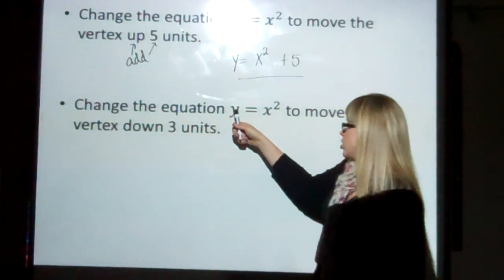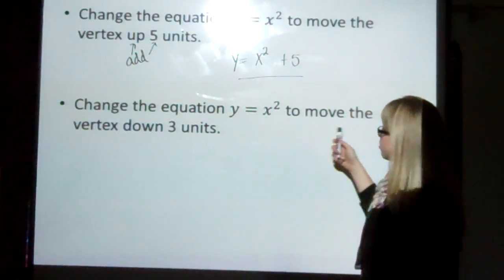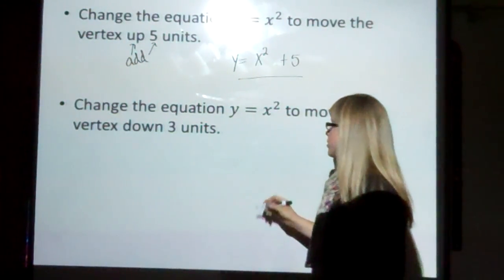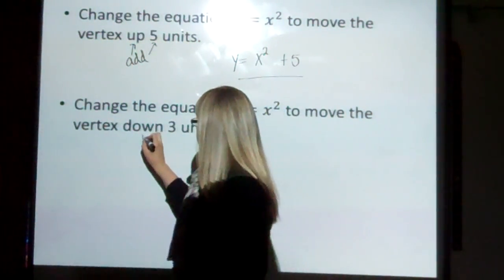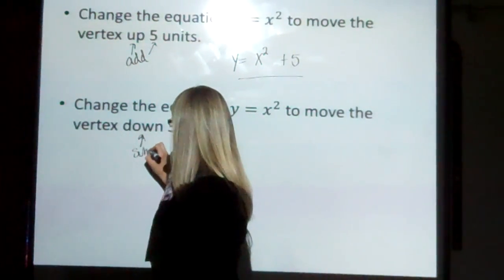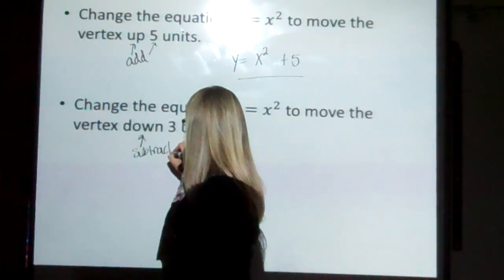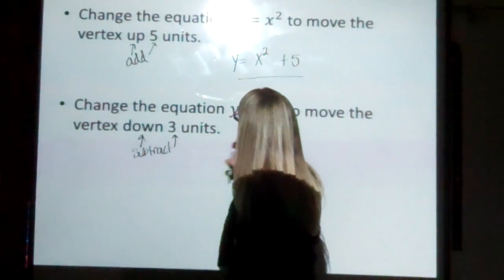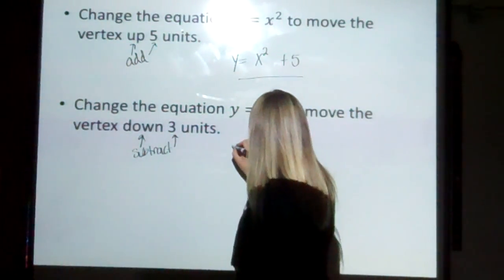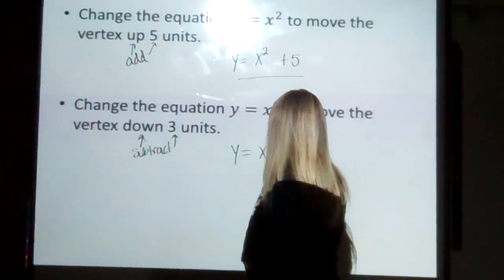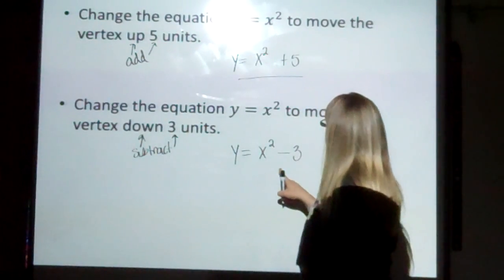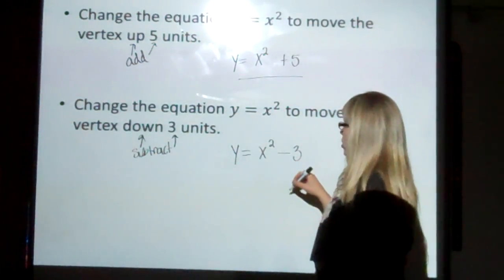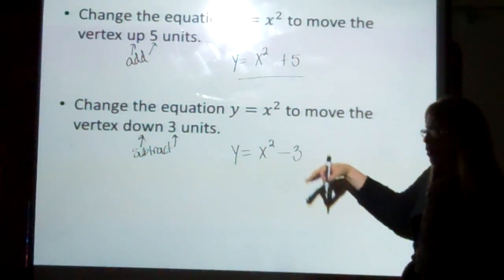If we wanted to change the equation of y equals x squared to move the vertex down 3 units, well, down implies subtracting, and we're going to subtract 3 from the outside of the equation. And this will move it down. So this equation translates the parabola down 3 units.